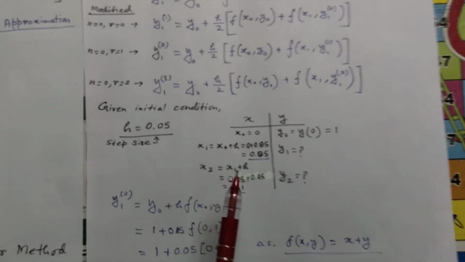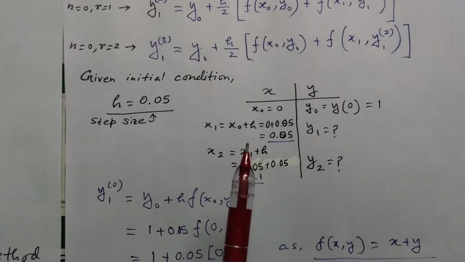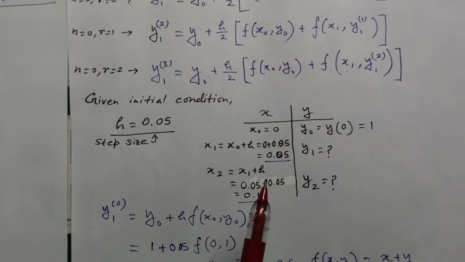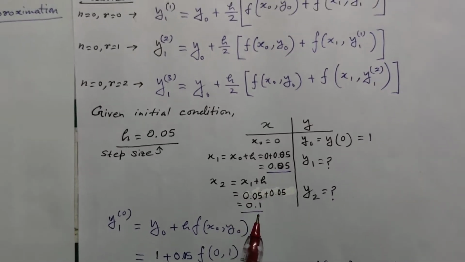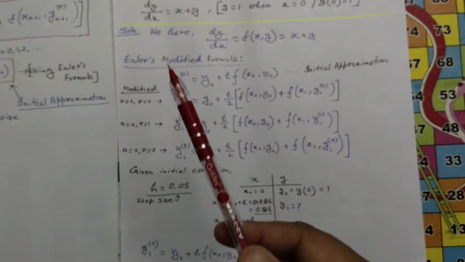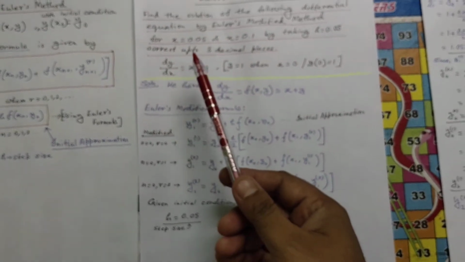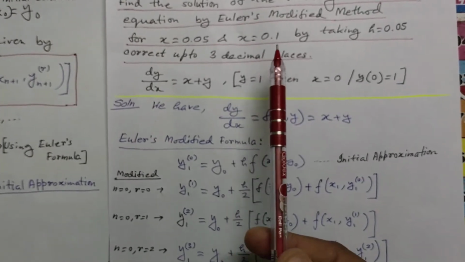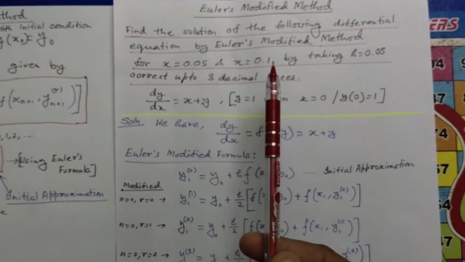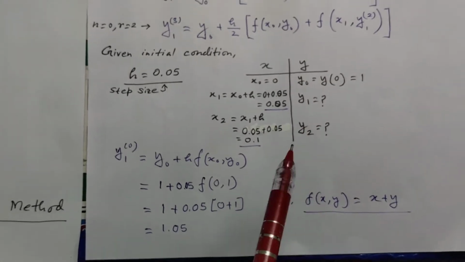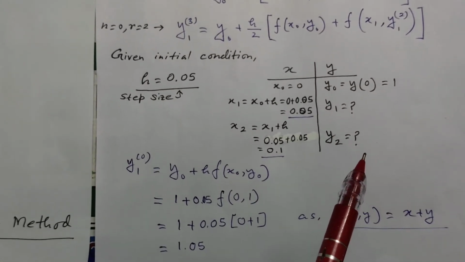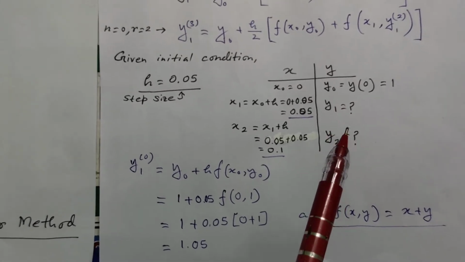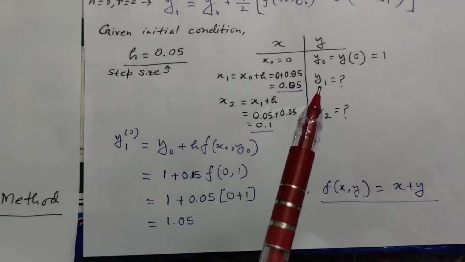Again, x2 will become x1 plus h. So what is the value of x1? 0.05. Put the value of h also, 0.05. So we'll get 0.1. See, in the question, the next value of x will be 0.1, right? So for this we'll get the value of y2. So we have to find out these two values, and those will be the answer, right?